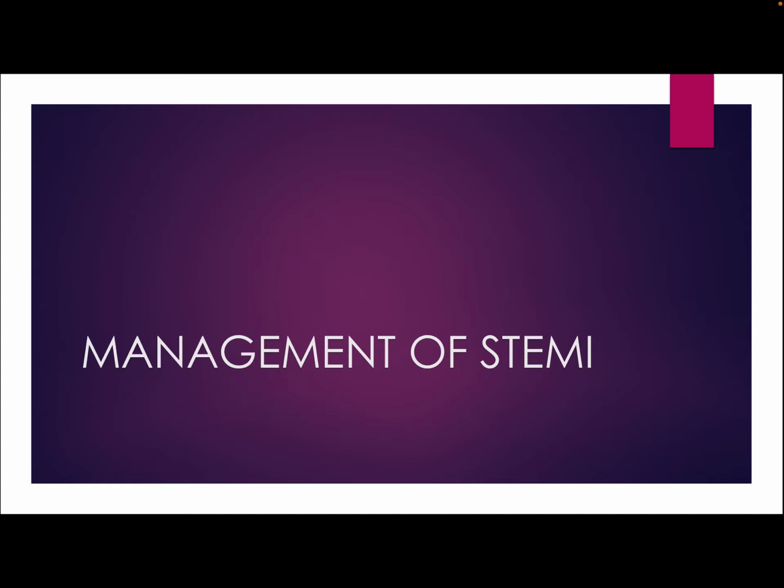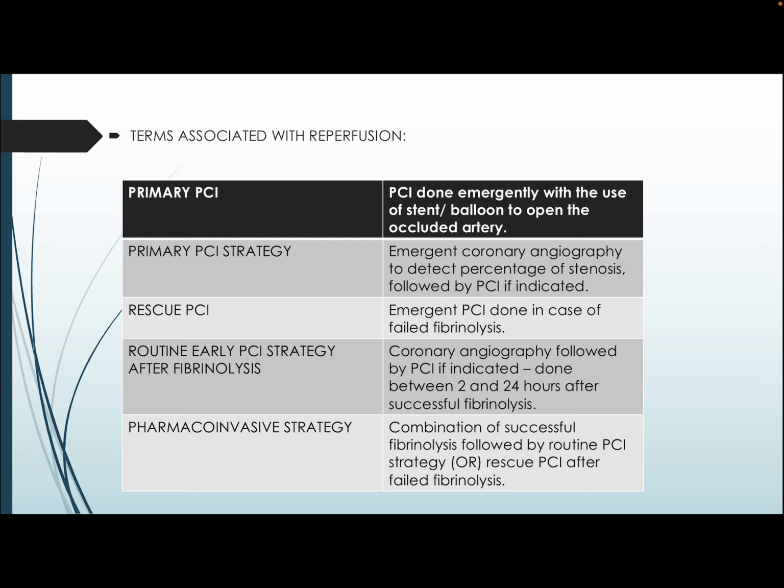Now, the next few slides will be focused on management of STEMI in particular. Now, a few terms that are related with reperfusion when you consider PCI. So, the first is primary PCI. This is PCI that is done emergently with the use of either a stent or a balloon to open up the occluded artery. This is the emergent PCI that is done right after the patient comes with a STEMI.